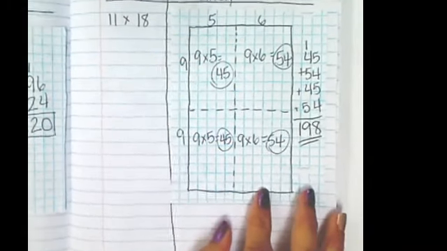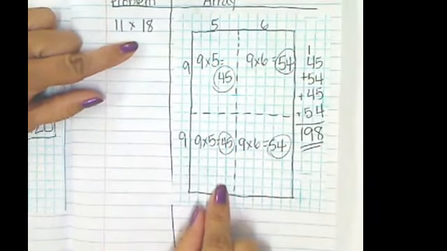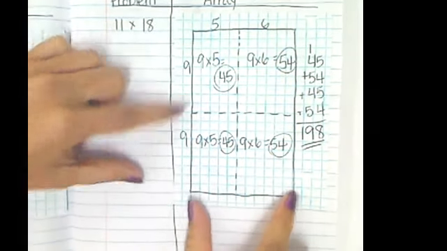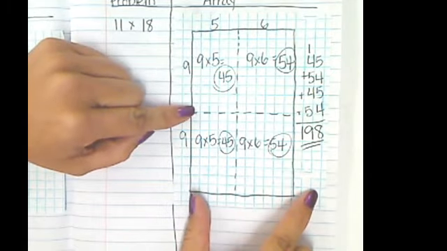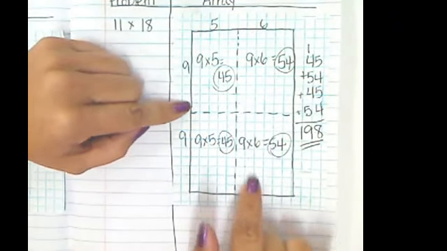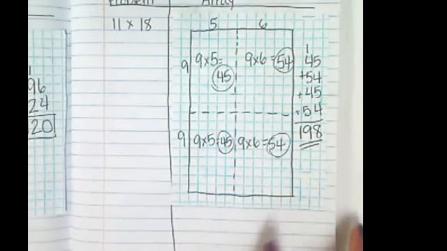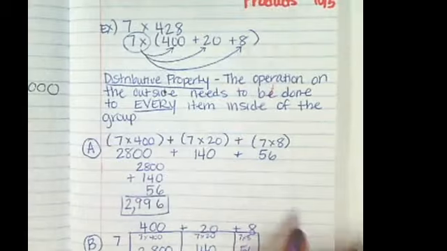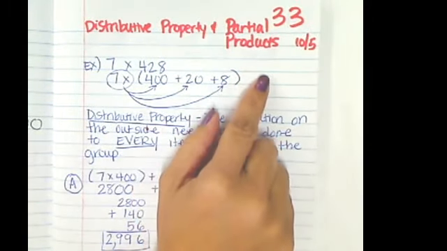And then sometimes when we use an array, the problem starts to get a little bit too big. So it gets impractical for us to have to draw everything on grid paper. But you can keep the concept of breaking up the problem into smaller pieces and adding the partial products. And that's what we talked about today. Today we talked about the distributive property and partial products.